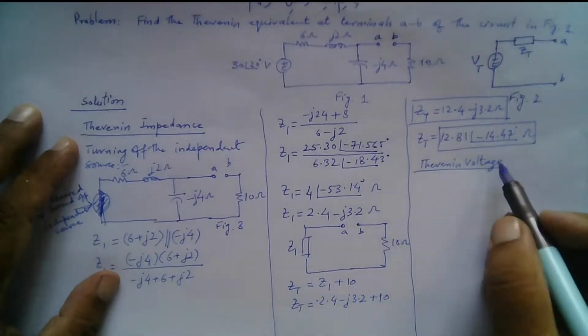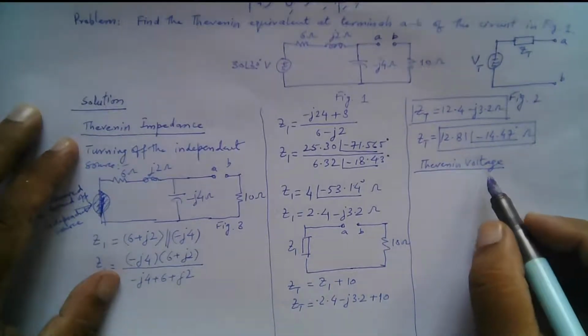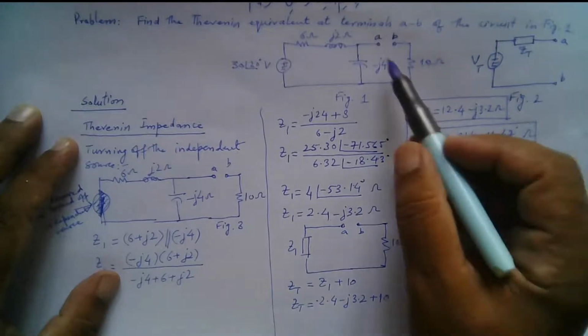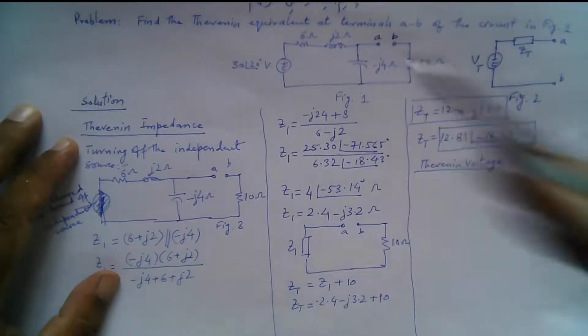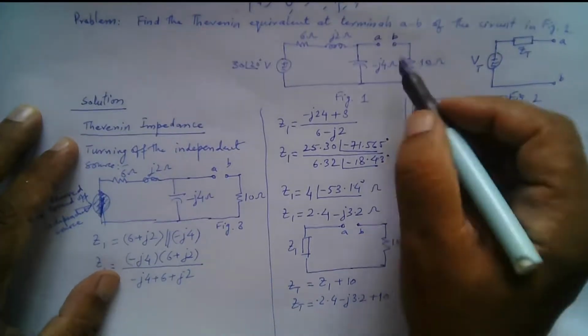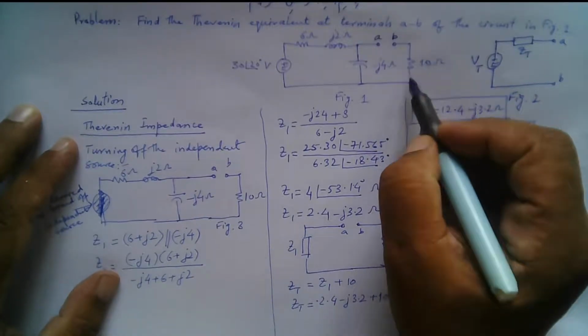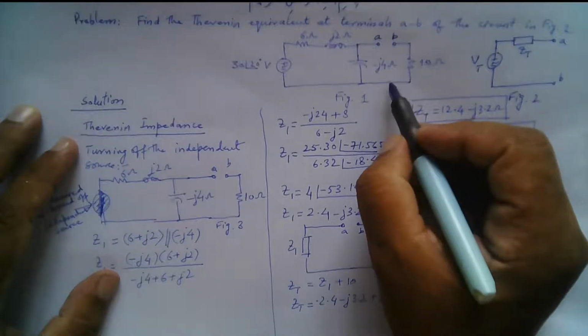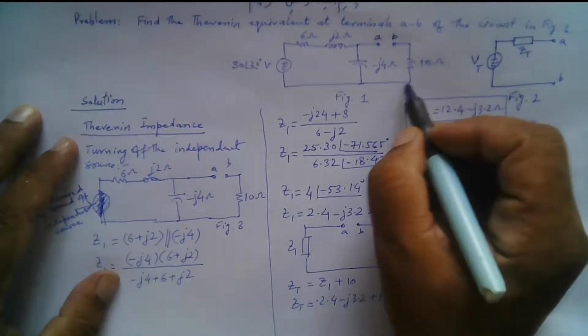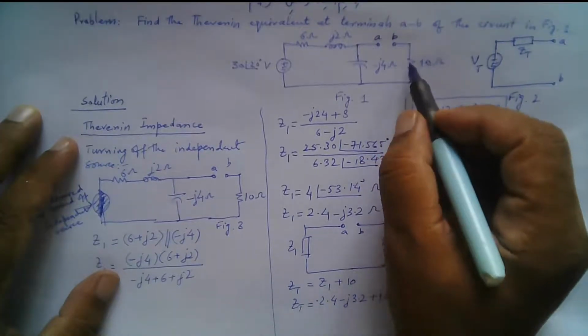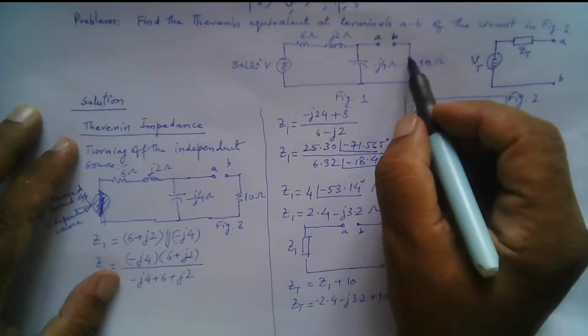So now we are interested to find the Thevenin equivalent voltage. The Thevenin equivalent voltage is the open circuit voltage across these terminals, right? And if you see, when this terminal is open, there is no current which flows through this 10 ohm resistance, right? So this 10 ohm resistance does not have any current through it, so there is no voltage drop either.